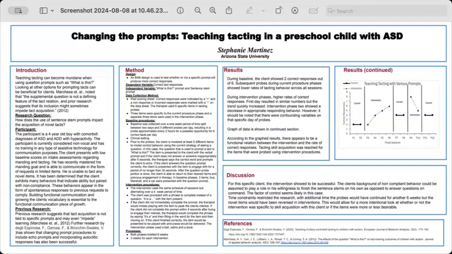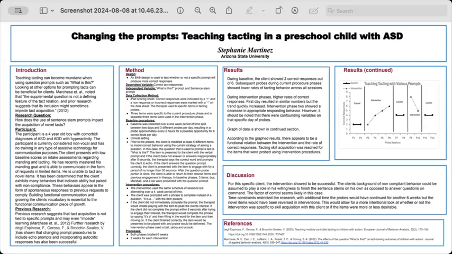So for this specific client, this intervention did show to be successful. The client's background of non-compliant behavior, or what we hypothesized as non-compliant behavior, could be assumed to play a role in his willingness to finish sentence stems as opposed to answer questions on command. So the factor of control seems likely in this case, giving the control back to him in order to finish the prompt as opposed to requesting an answer to a prompt.